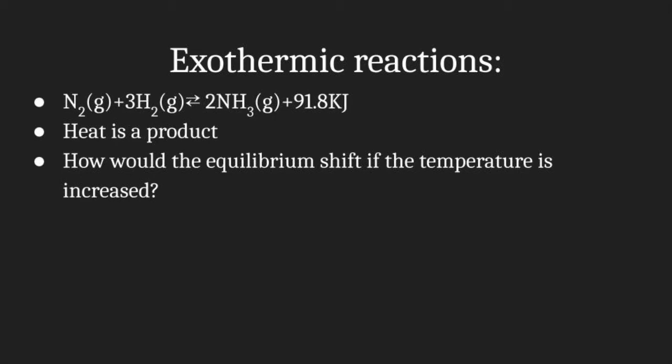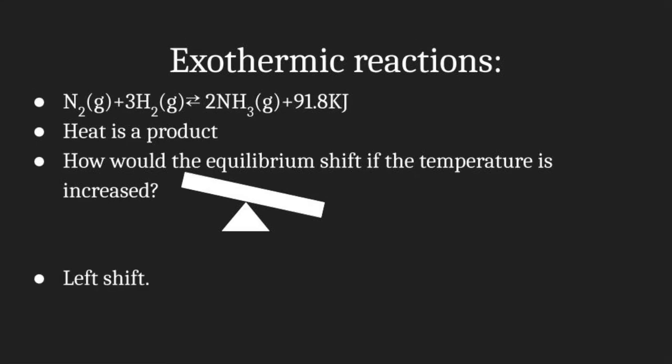The first thing I would do is draw a seesaw, just like we did in part 1. Since heat is on the right, if we increase heat or the temperature, then we'll have a downward sloping seesaw. To figure out the direction of the shift, we have to figure out how we can make this flat again. So we would have to increase stuff on the left side of the reaction. So this would be a left shift. Remember, if we increase something, we always shift away from it. We increased on the right, so this would be a left shift.